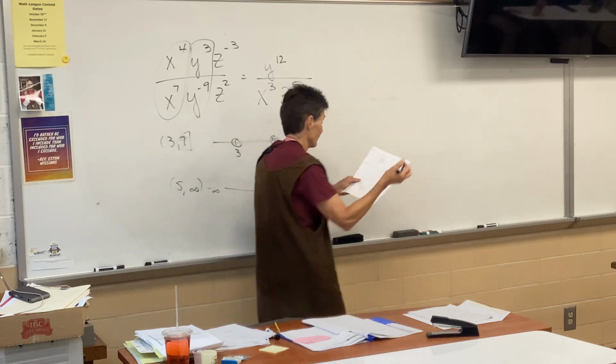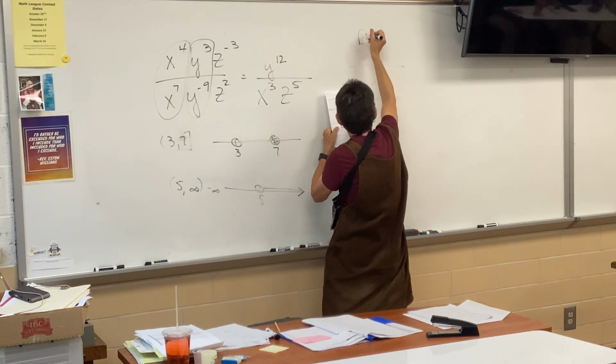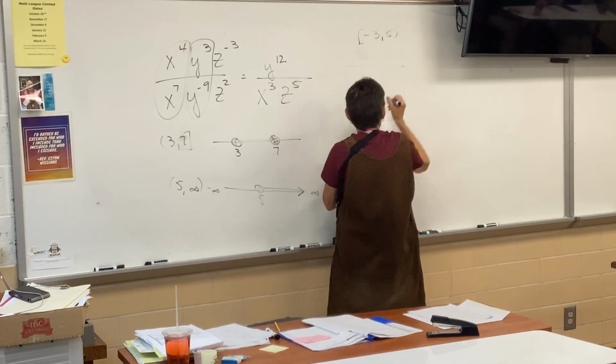Now here's another one, another practice quiz. So how do we do this one? [-3, 5). What is that going to look like?